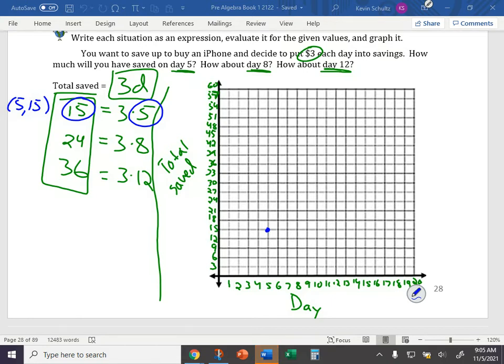On day 8, which was the next value we plugged in, we saved a total of 24. So our next ordered pair, day 8, $24 saved. 8, 24 is going to be right about there. And then day 12, on day 12, we saved $36. So 12, 36. Okay? Plot that point. 12, 36 going to be right about there. And there we have it.